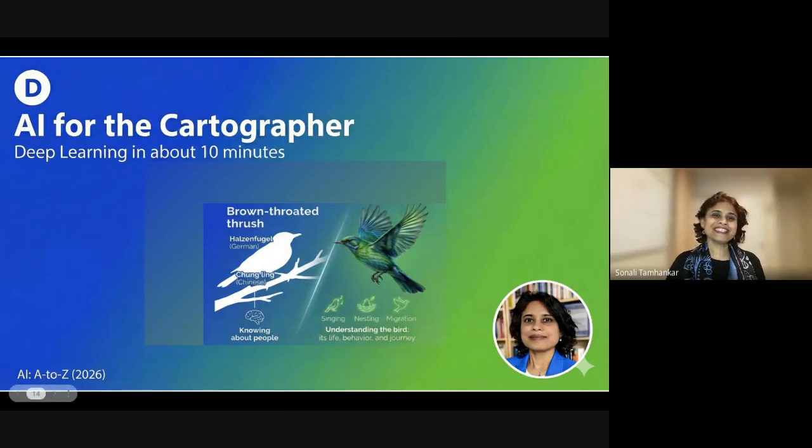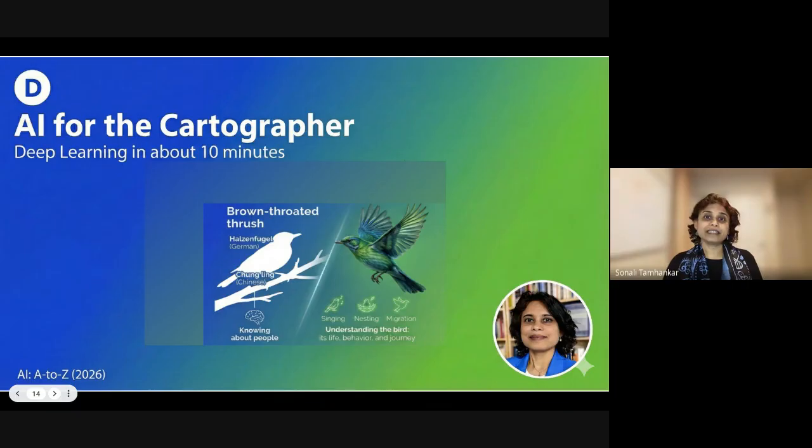Hello, friends. Today we are getting a lay of the AI land. Think of this as AI for the cartographer. I am Dr. Sonali Tamankar, and we are peeling back the layers in our AI A to Z course. D is for deep learning.